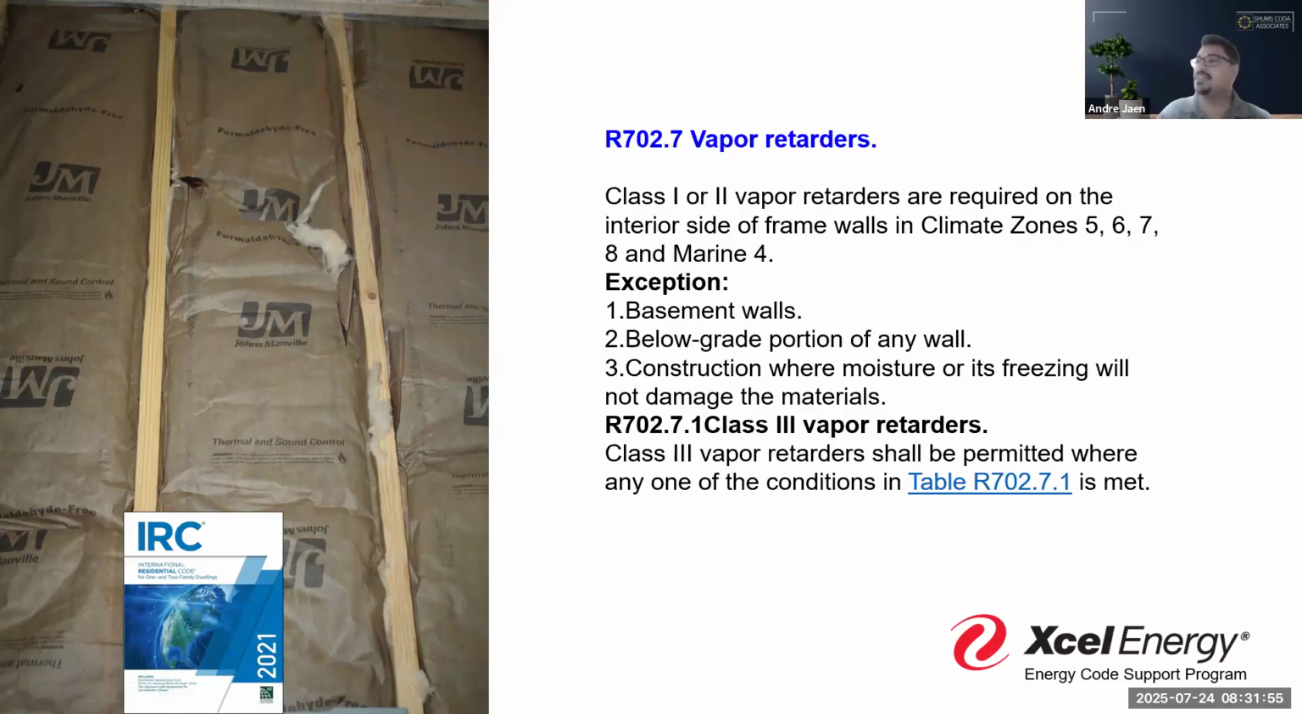Well, we have an example over here, right? Once we get to 7027, where we start looking at some of these items, we see that we have some exceptions for our vapor retarders for class 1 or class 2 for basement walls, below grade walls, and construction where moisture or freezing will not damage walls. And this is one of those really key or important places to look at because we're recognizing that a lot of the exceptions I identified here are the places where we're going to have the most moisture, right? Or most natural moisture.